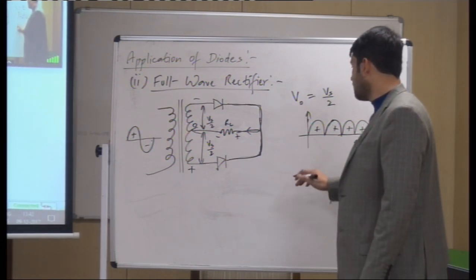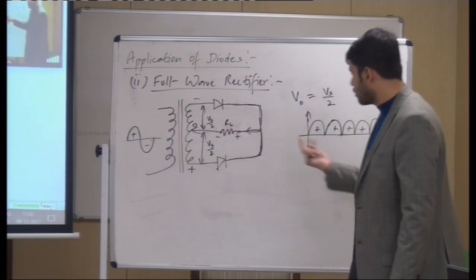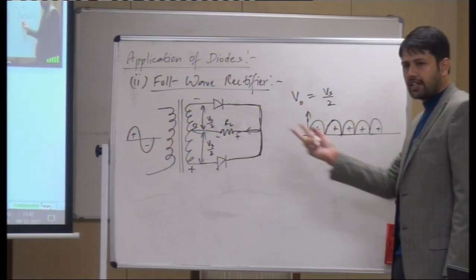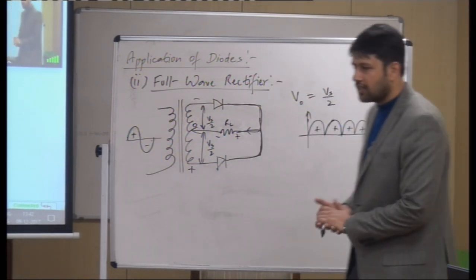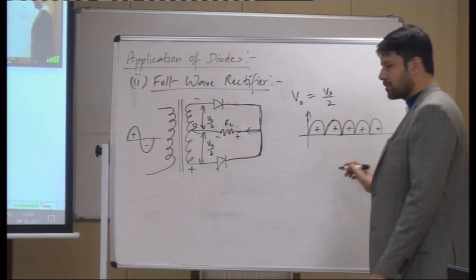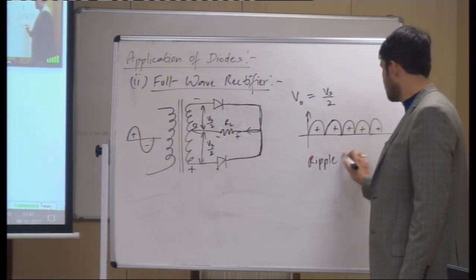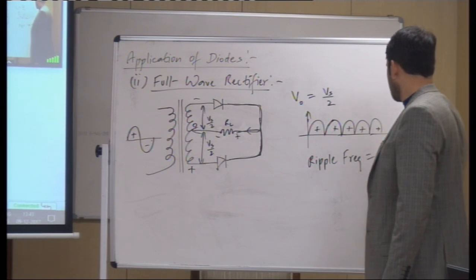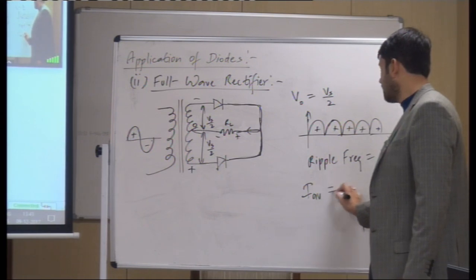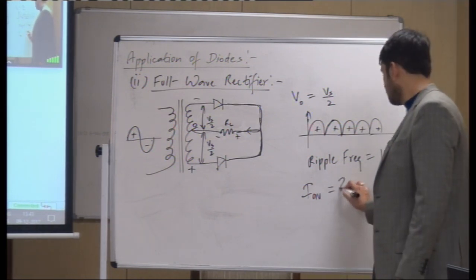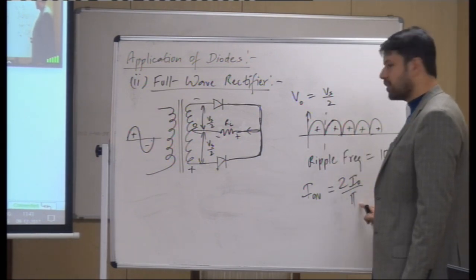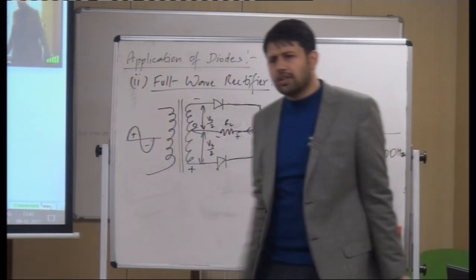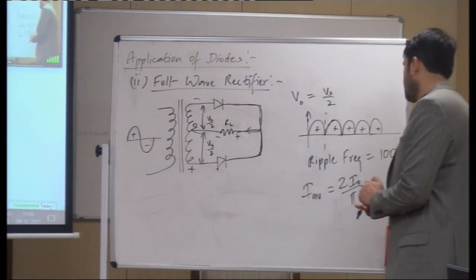Another thing worth noting is every cycle contributes 2 ripples. The ripple frequency would be 100 in 1 second. For 50 cycles, 100 ripples would be produced. The ripple frequency is 100 hertz. And what would be the average current? By pi, yes, obviously. For 1 half cycle, it is 2 I naught by pi. For 2 half cycles, it is again 2 I naught by pi, right?